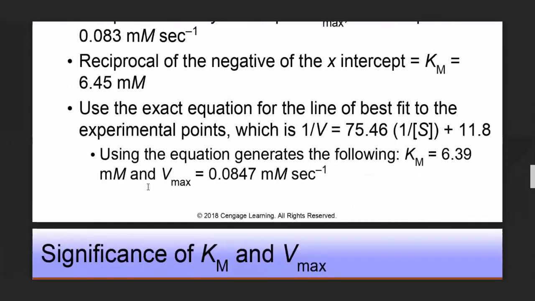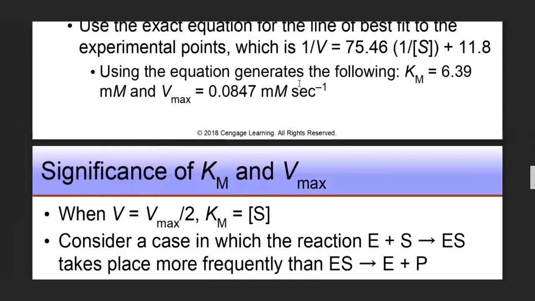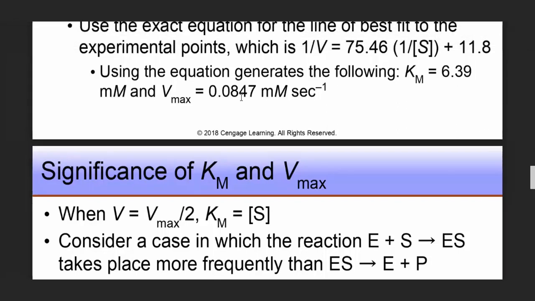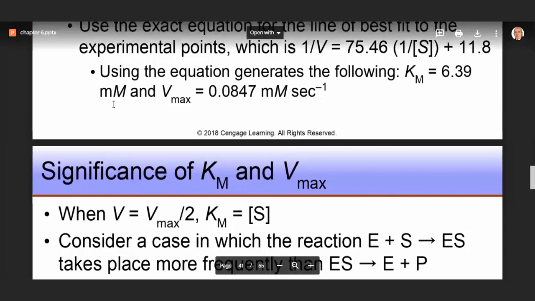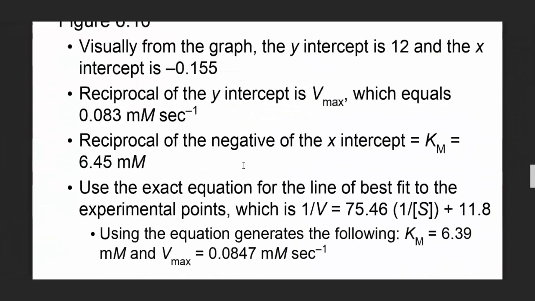And you see, using the equation generates the following. Using this equation, we calculated the value of Km to be equal to 6.39 and Vmax equal to 0.0847 millimolar per second. Remember, the unit of Km is millimolar, the same as the unit for the substrate concentration. It's always like this.